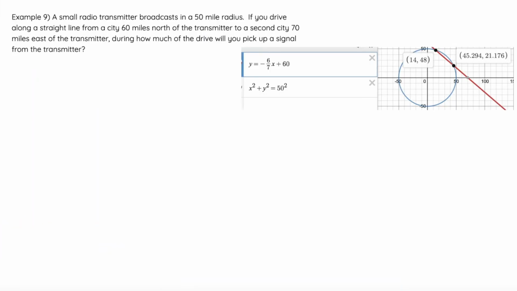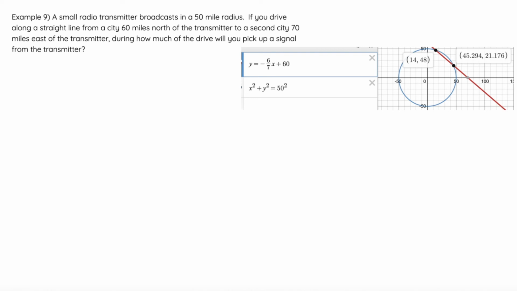And the last example is something very similar, where we've got a linear line and we have a circle, but we're not given those equations. So we're going to need to find what those equations are before we can use our technology tool in order to help us. So what do we know? We know that a small radio transmitter broadcasts in a 50-mile radius.